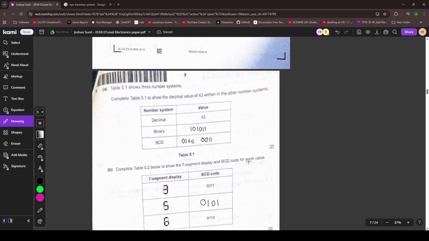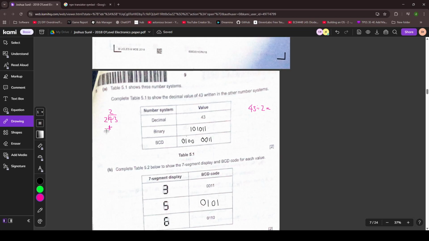Okay. Question 5. Table 5.1 shows 3 number systems. Complete 5.1 to show the decimal value of 43 written in the other systems. Okay, so for decimal to binary, how do you convert? Oh, you can do the thing where you divide by 2. If you divide 43 by 2, you get, oh crap, 21.5. Wait, what's the remainder for this? Okay, I'm just gonna waste everybody's time. I'm gonna do this the long way.